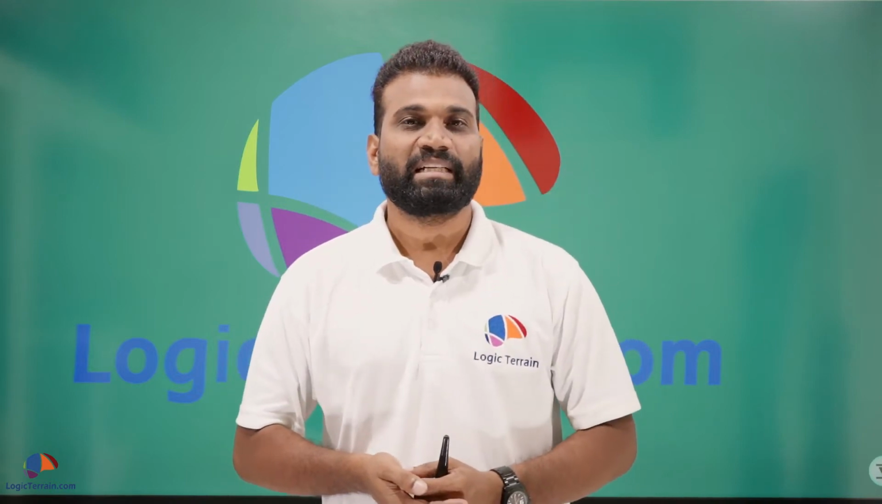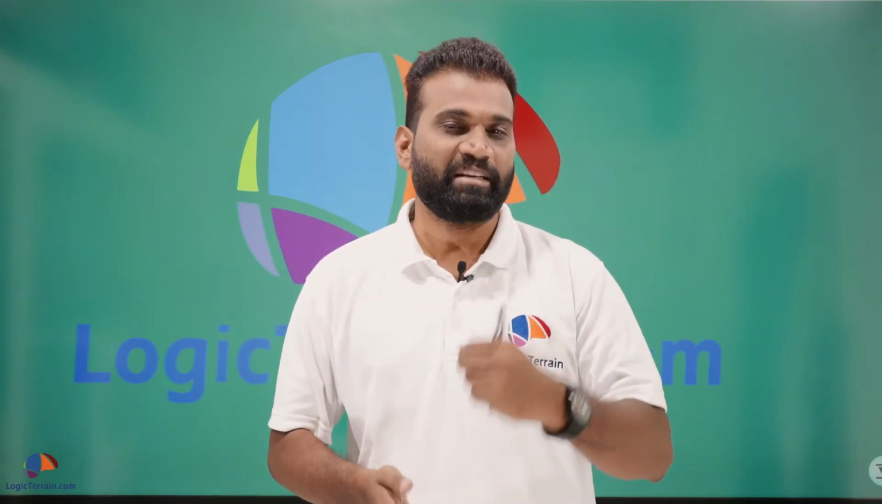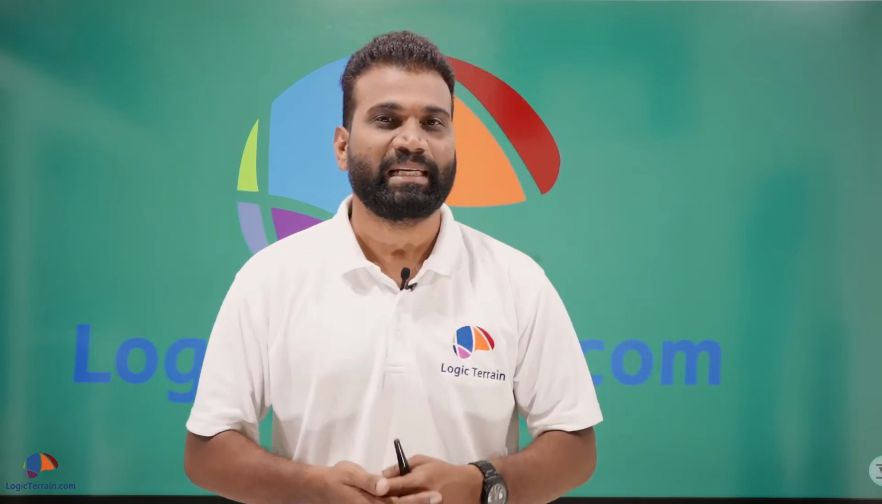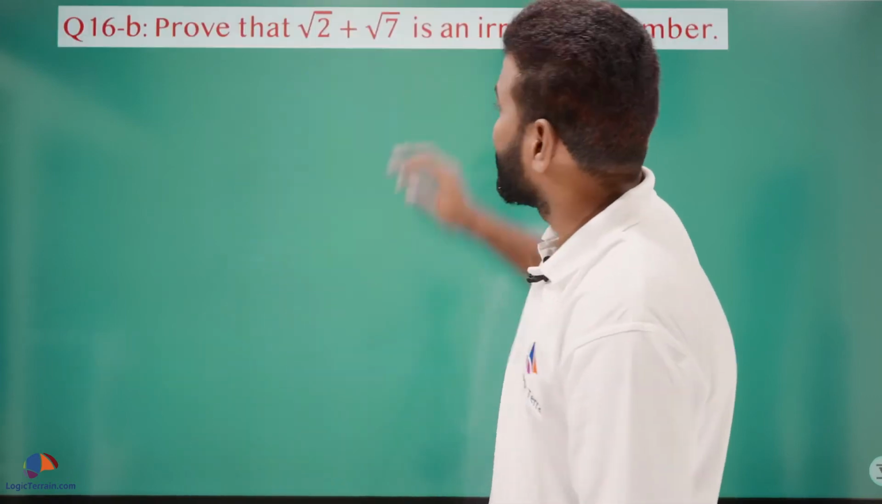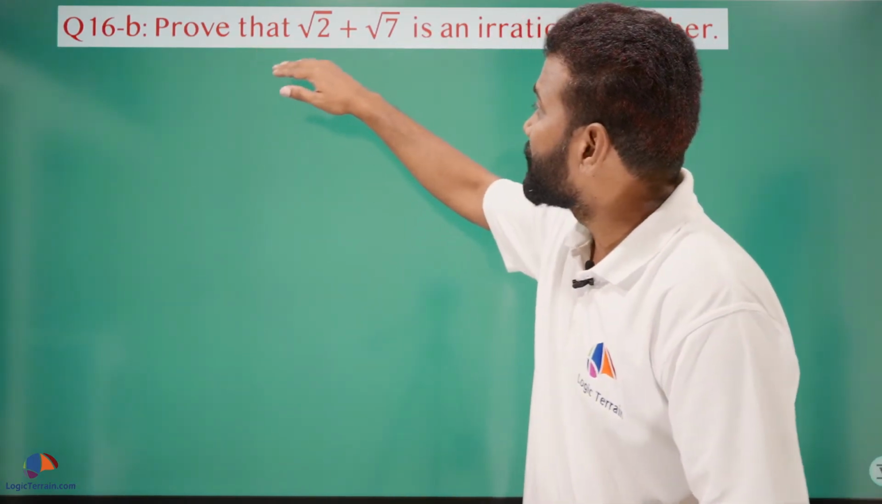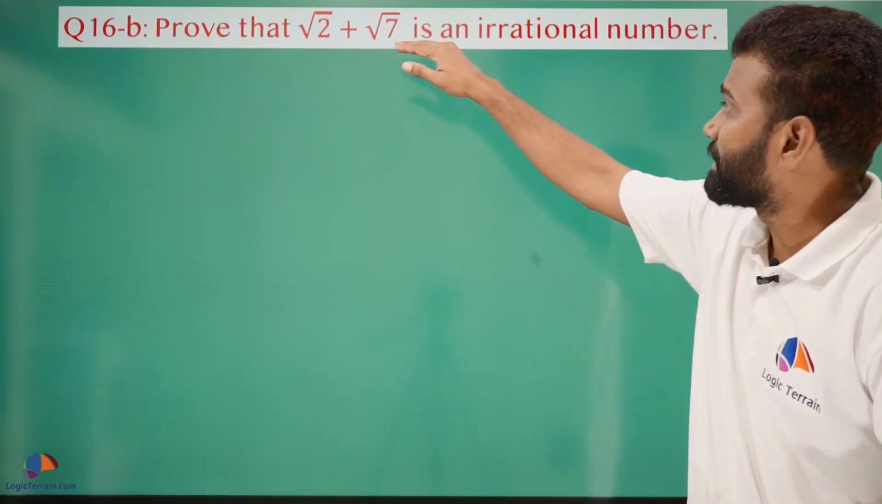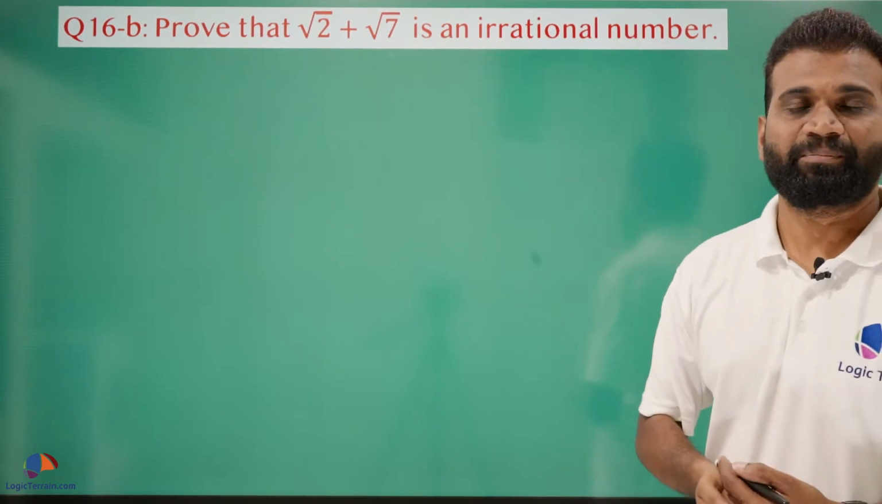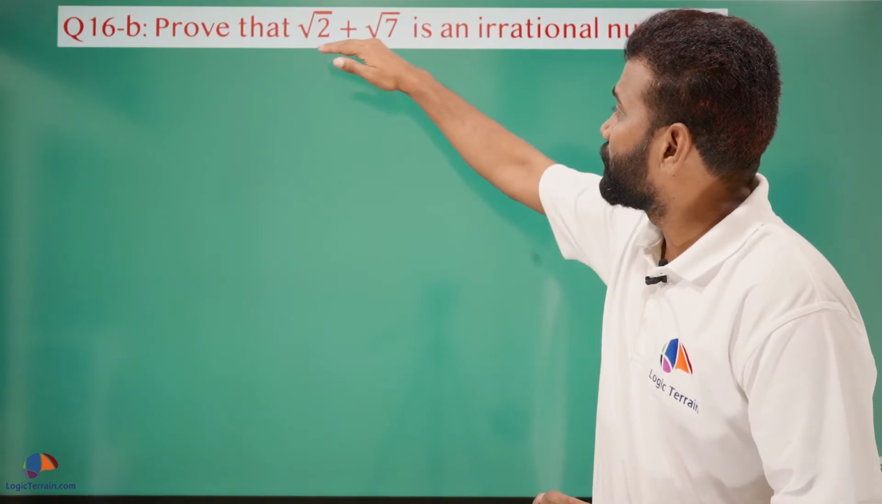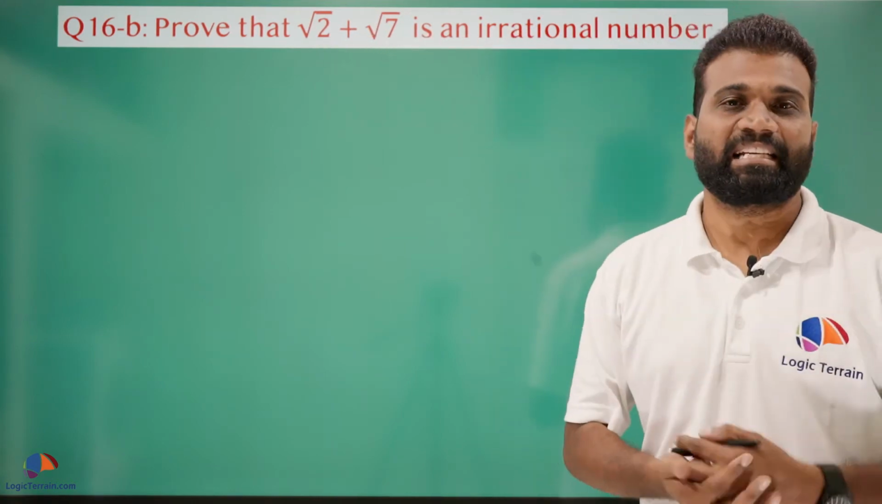Today we are going to look at a very important question which came in the 2019 March public examination, Mathematics Paper 1, Telangana State Board. Let's have a look at the question. Here is the question, that is 16b. Prove that square root 2 plus square root 7 is an irrational number. So we have to prove that the sum of these two irrational numbers is again an irrational number.